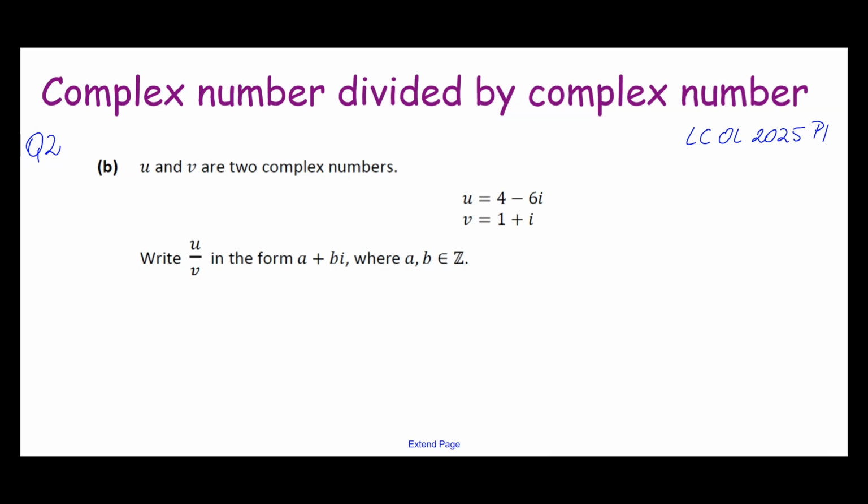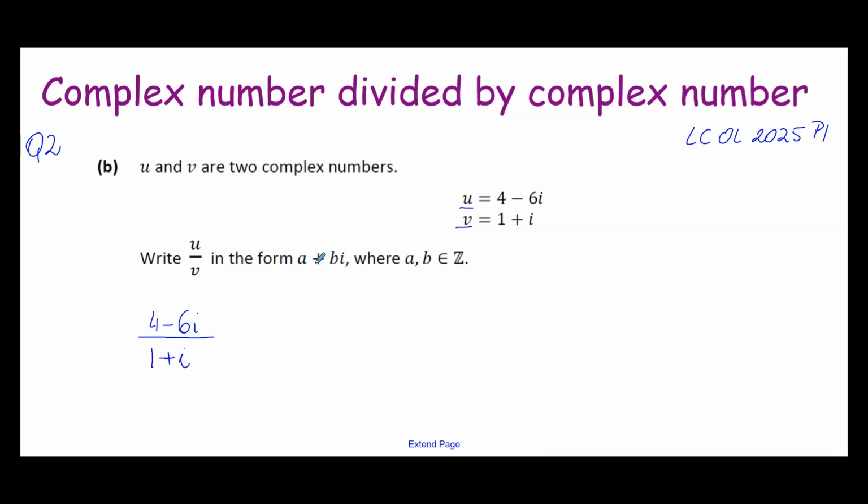Another aspect of complex numbers is where we have a complex number that is divided by another complex number. And that's the situation here. We are given two numbers, u and v, and we have to write the fraction u on top, which is 4 minus 6i, and v at the bottom, which is 1 plus i.